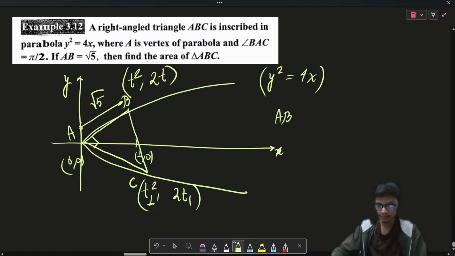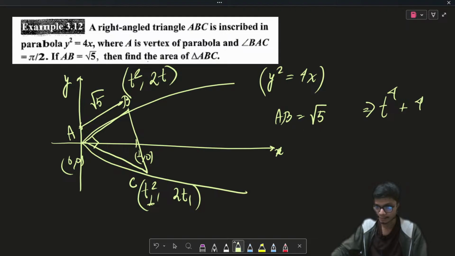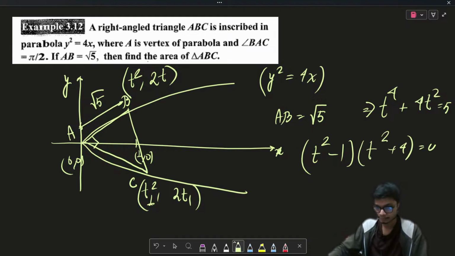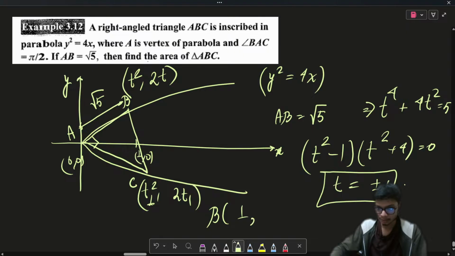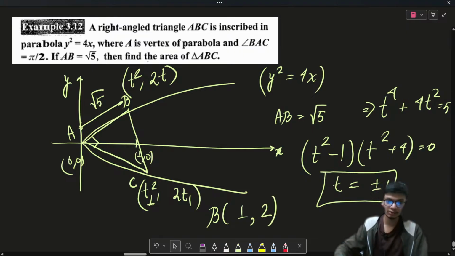Now, since the length of the side AB is given as root 5, we can simplify this AB distance in terms of parameter t and obtain a relation. From here I can easily simplify this quadratic equation in t square, and I will get the value of the parameter t as plus or minus 1.